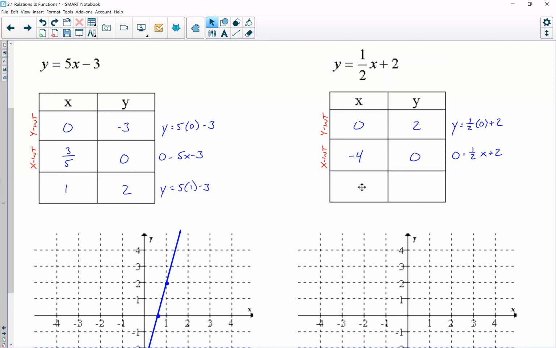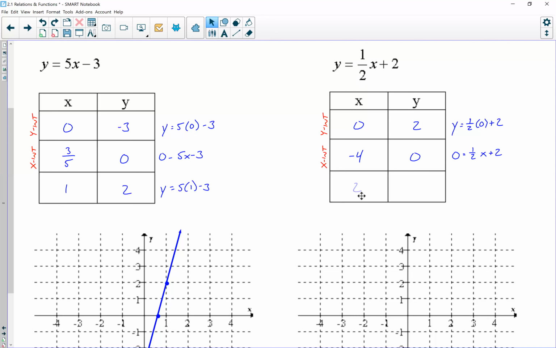And now I get to pick my next x value, but I'm going to be smart about my choice here, because if I look at my equation, I know that I have to take that x value and multiply it by 1/2. And instead of making myself deal with fractions or decimals, I'd rather have whole numbers or integers. So I'm going to be intelligent about my choice, and I'm going to use an x value that's easily multiplied by a half, or divided by 2 if you want to think of it that way.